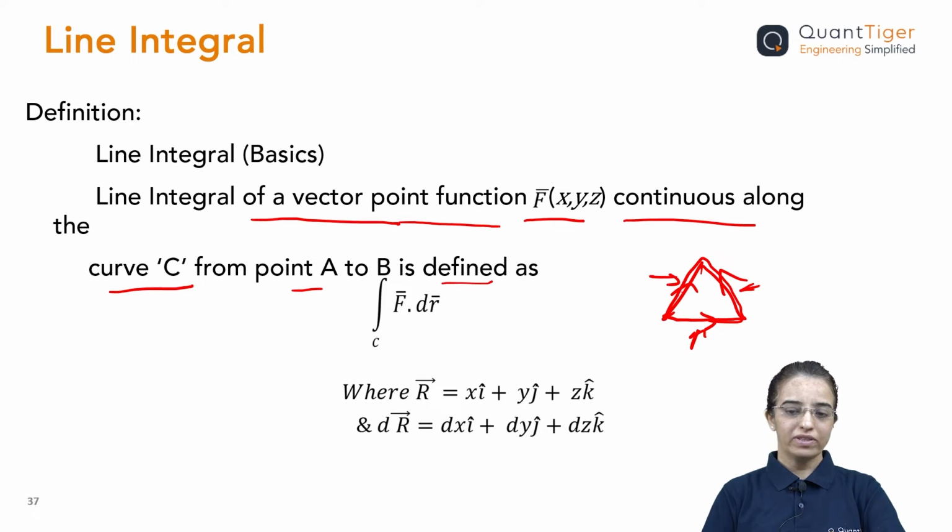So while moving the object from A to B, from one point to another point, we will be finding the integration and adding it. How we represent it mathematically is f vector dot dr vector.